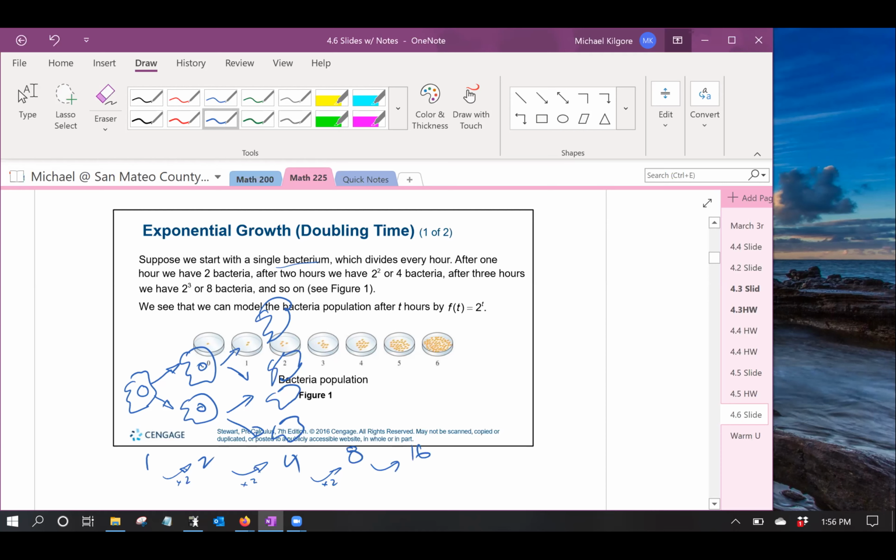Okay, so if you made a little table of t and the number of bacteria, f of t, it'd be 0 is 1, 1 is 2, 2 is 4, 3 is 8, 4 is 16, and this is precisely the doubling function, 2 to the t power. So at t hours later, you have 2 to the t bacteria.